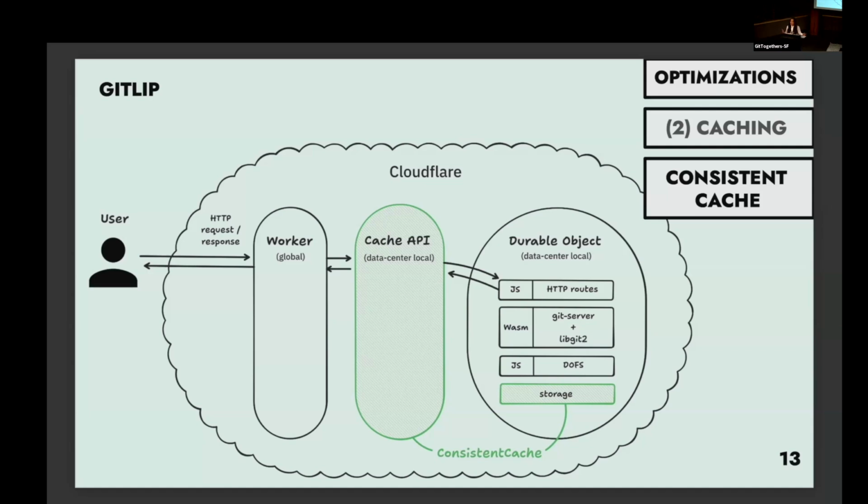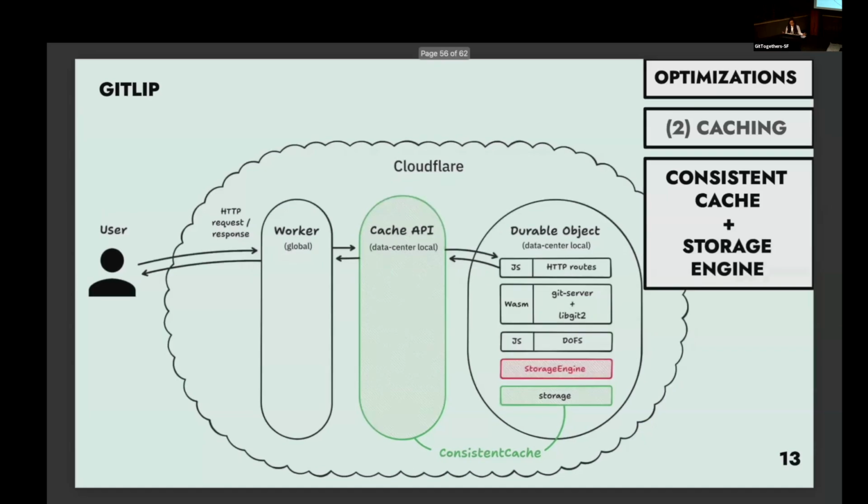We also created our own storage engine. This component replaces the in-memory caching functionality that each durable object has built in by default. This was necessary so we could precisely control which data chunks are cached and when to evict them from memory. Basically, it allows us to programmatically specify the caching strategy.